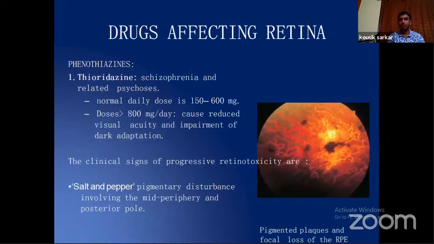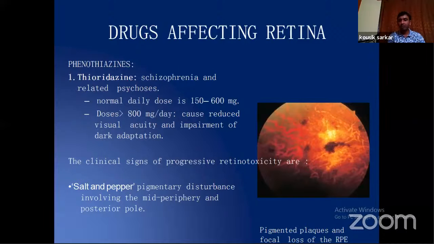Other drugs which usually affect the retina include some antipsychotic drugs, phenothiazines such as thioridazine, which causes salt and pepper retinopathy. The normal daily dose of thioridazine in schizophrenia and psychosis is 150 to 600 milligram. An overdose of more than 800 milligram per day causes a reduction of visual acuity and impairment of dark adaptation.